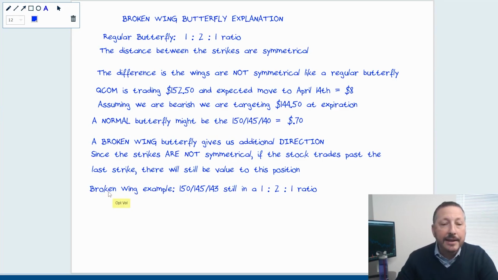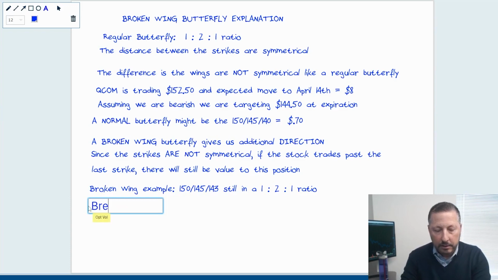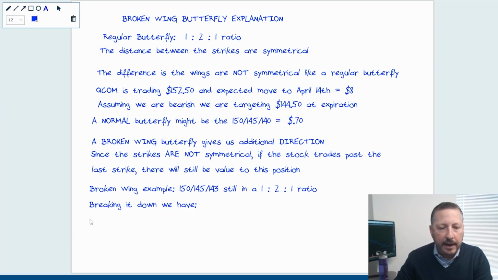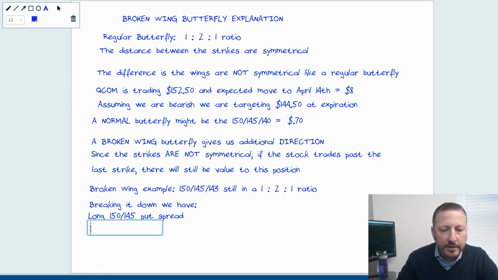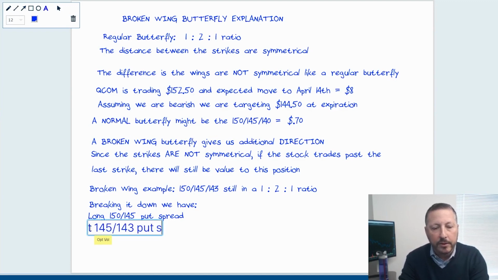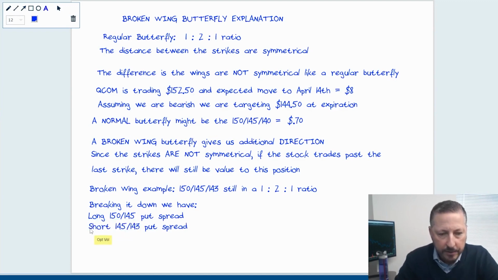Okay, when you break that down, what do we have? Okay, breaking it down, we have a long 150, 145 put spread, $5 wide, but then on the short side, we only have a short 145, 143 put spread. $5 wide on our long, $2 wide on our short. So it's not symmetrical on either side. So what does that do for us? Why would we ever want to put on a position like that?